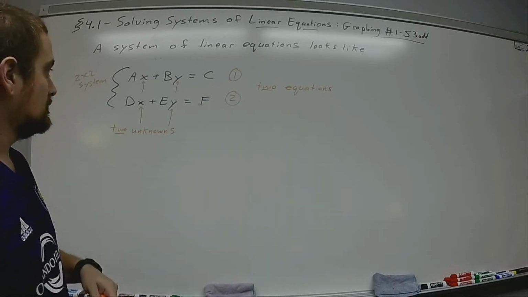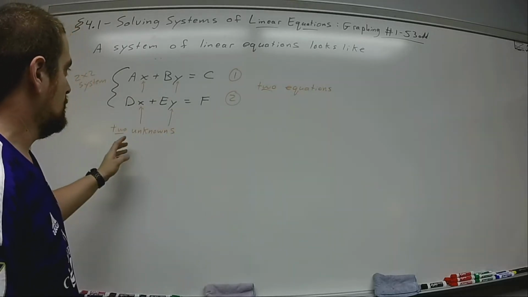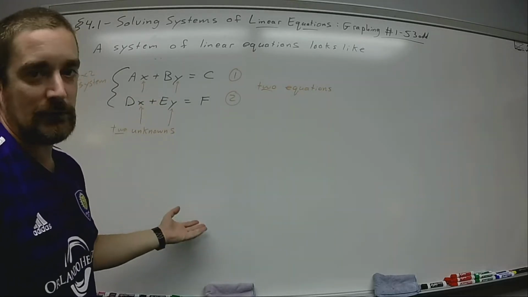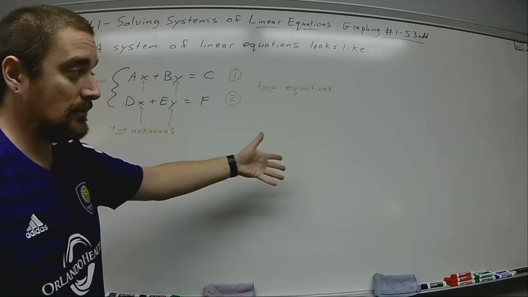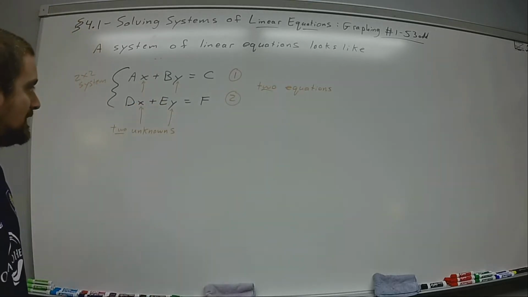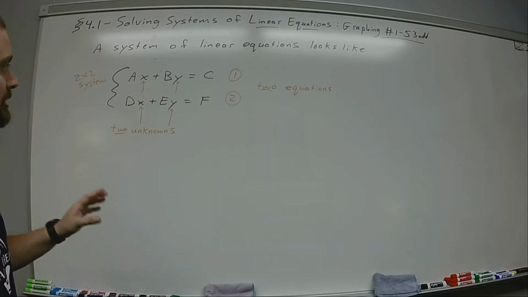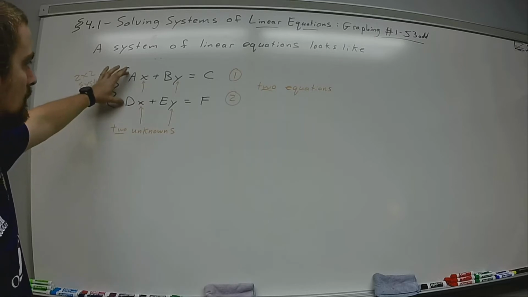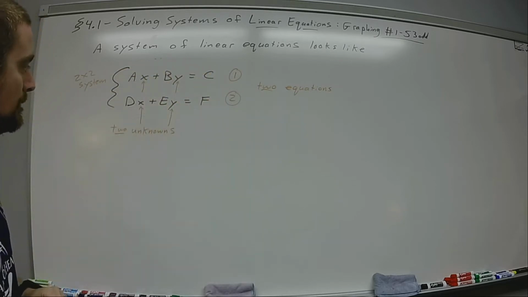You can have systems where you have 3 equations and 3 unknowns, or maybe you have 5 equations and only 2 unknowns, or you have 2 equations but 6 unknowns. It can come in a mixed bag depending on what you are given, but we are going to specifically focus on what we call 2-by-2 systems, 2 equations and 2 unknowns, x and y.